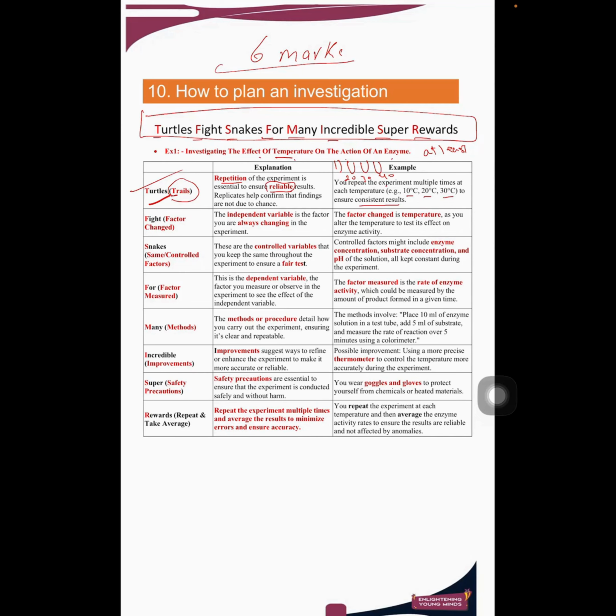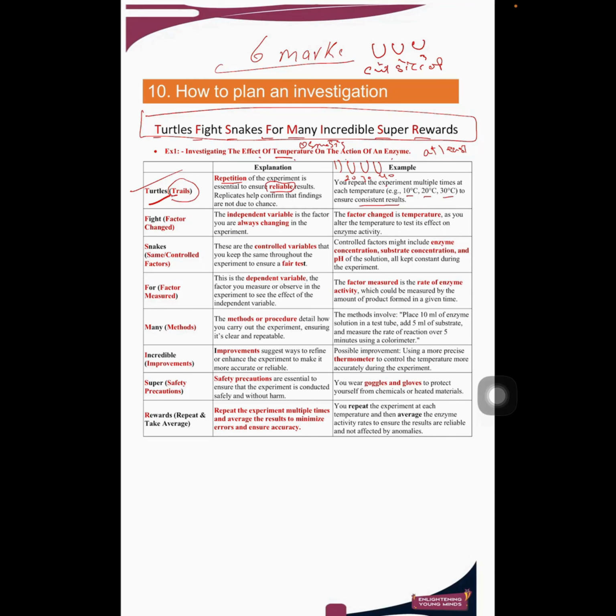Type. If it asks you to investigate the effect of osmosis on potato, you'll prepare 3 test tubes. Cut equal sizes of potato. Add to test tube 1, test tube 2, test tube 3, and so on. So the first one you always go for is trials.